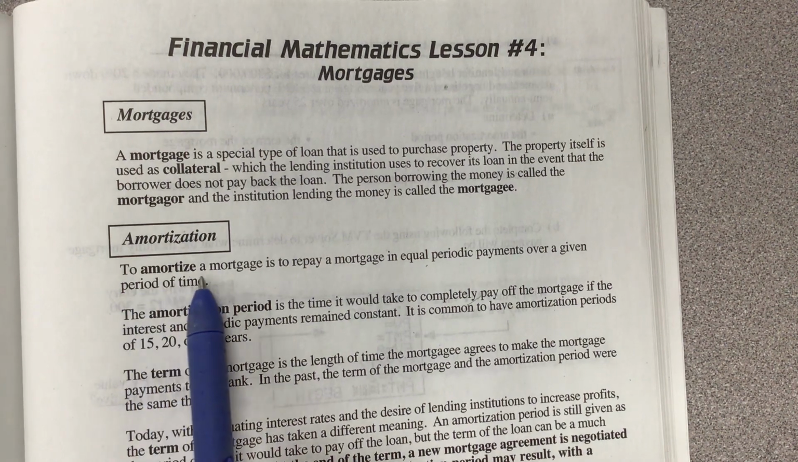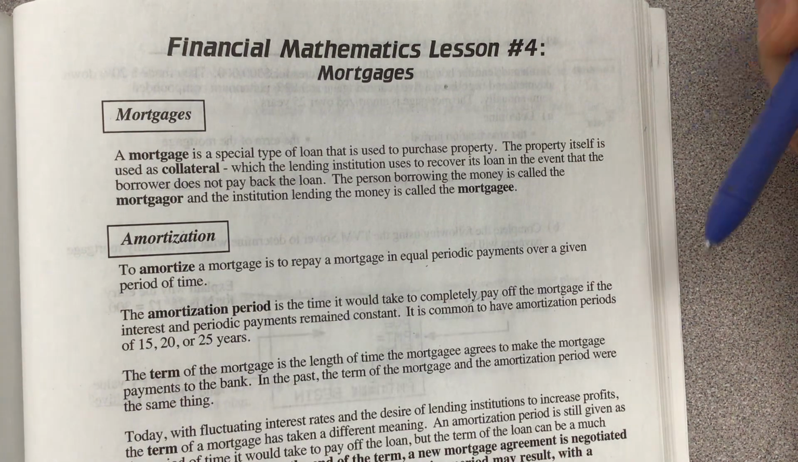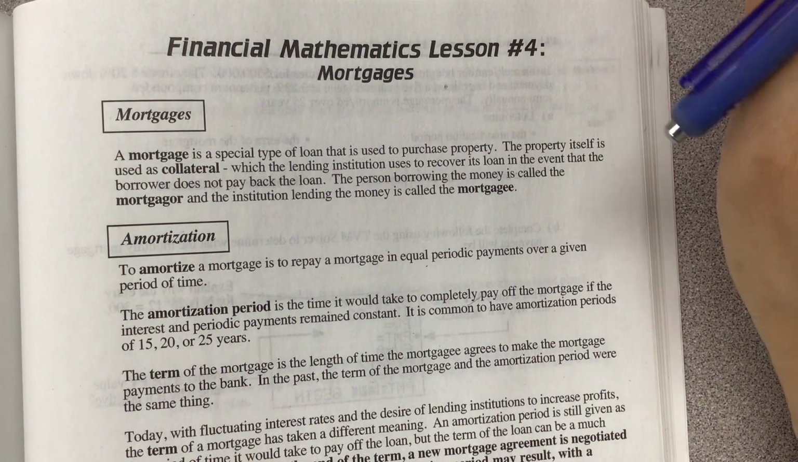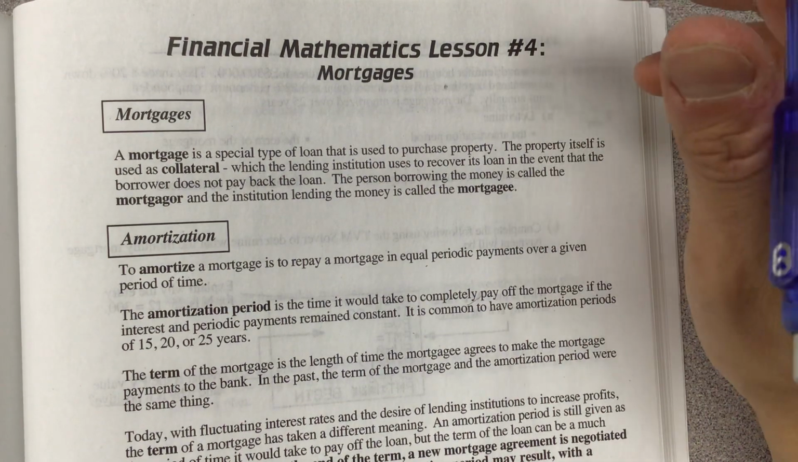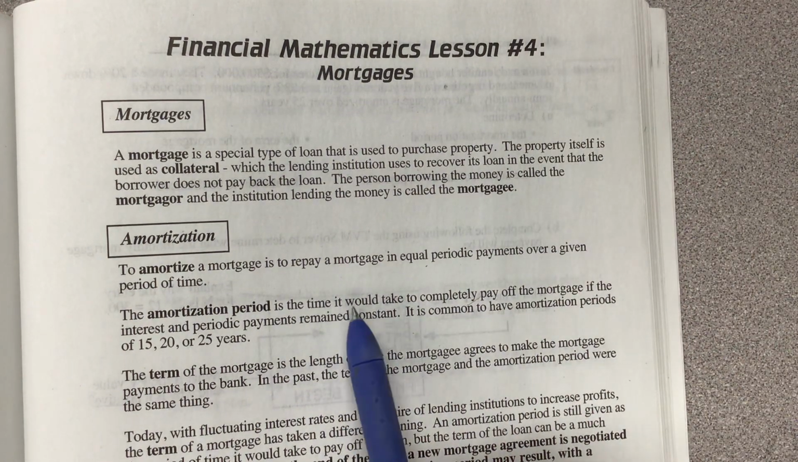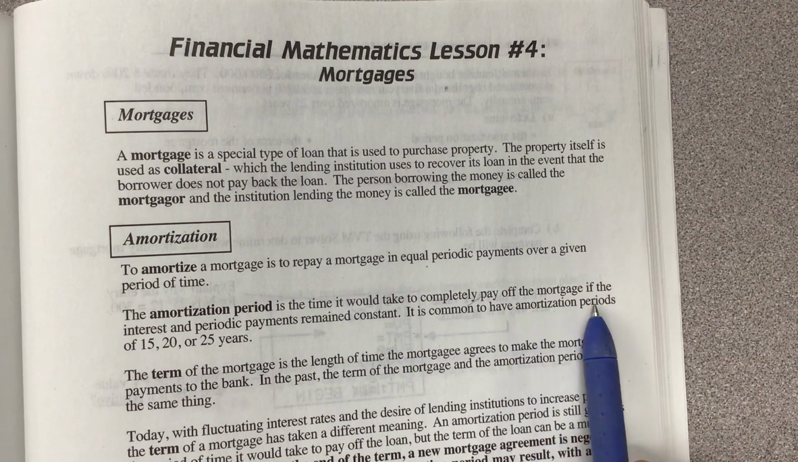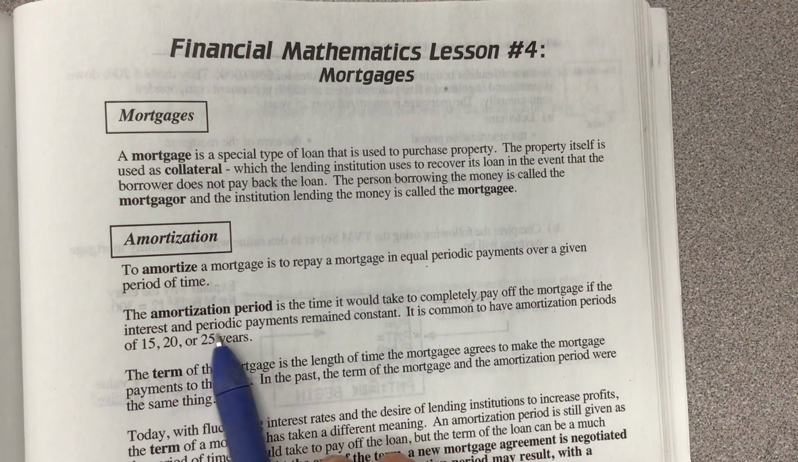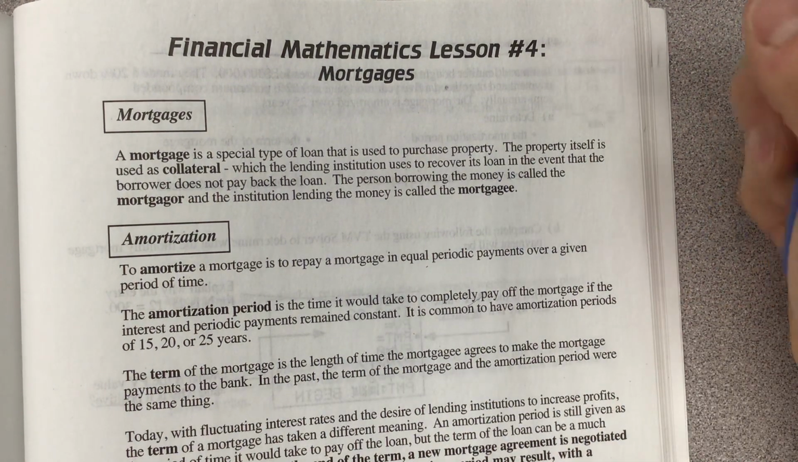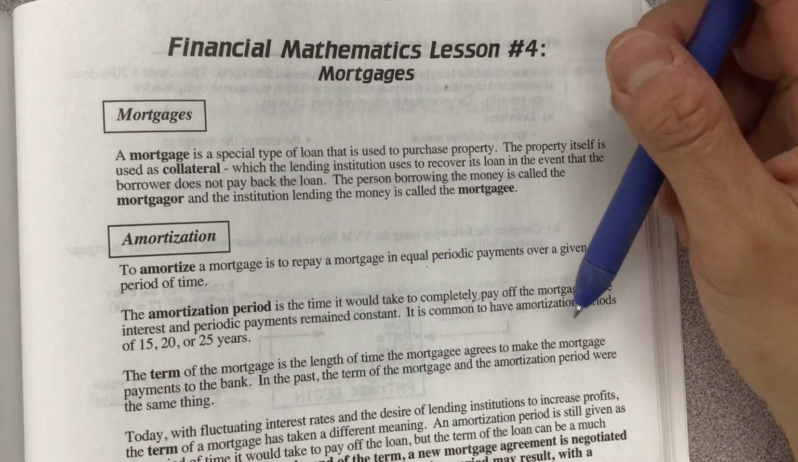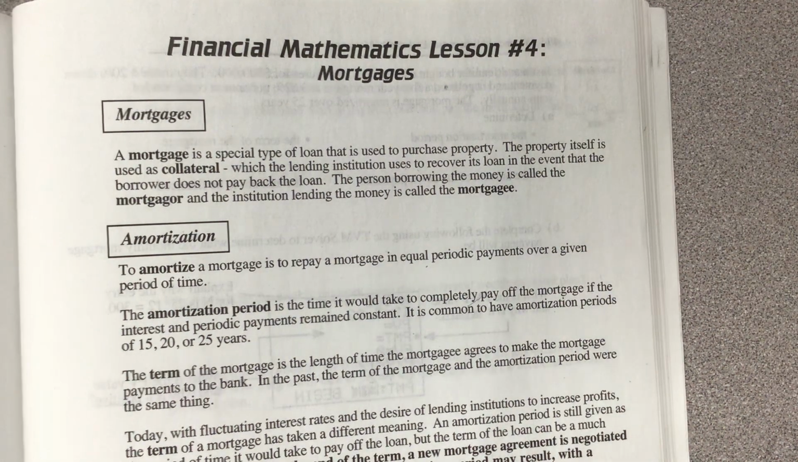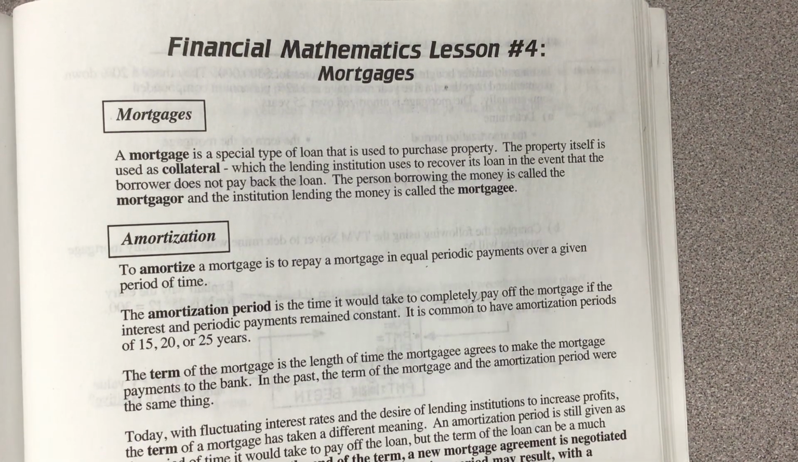Now, amortization. To amortize a mortgage is to repay a mortgage in equal periodic payments over a given amount of time. The amortization period is the time that it will take to completely pay off the mortgage if the interest and periodic payments remain constant. It is common to have amortization periods of 15, 20, or even 25 years.